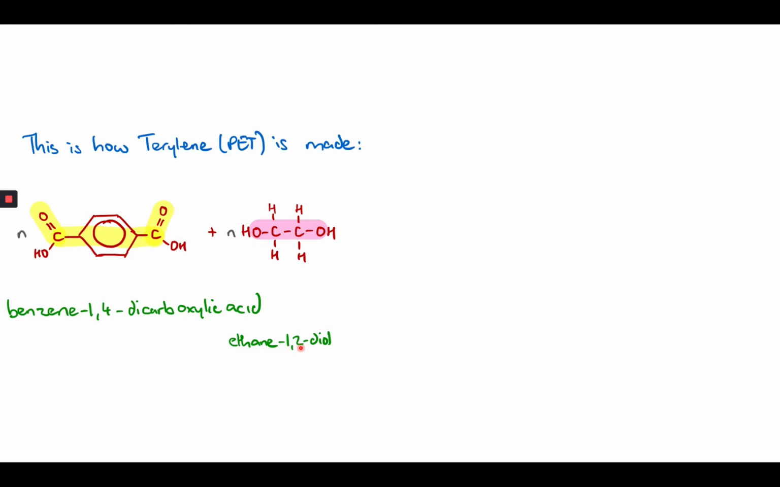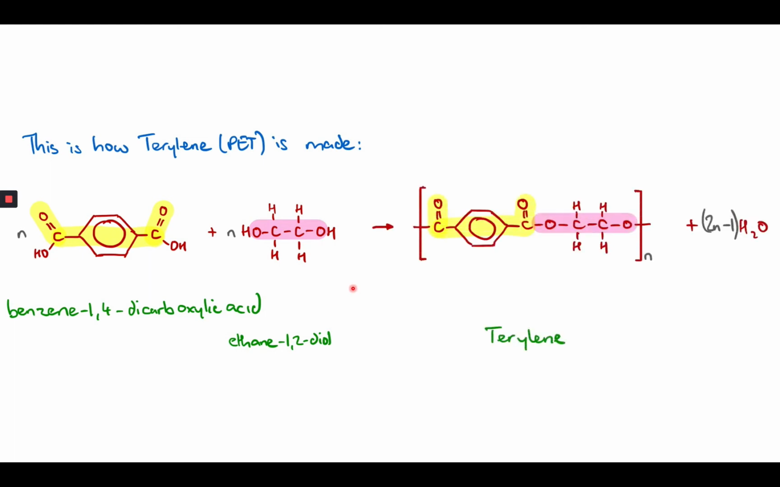The 1,2 is important because it is possible to have a diol with only two carbons where both of the alcohols are on the same carbon. So we have to make it clear they're on different carbons, on the first and the second carbon. And then you've got to think about the water being removed. It's always the OH from the carboxylic acid and the H from the alcohol, and we're just sticking what's left behind together.